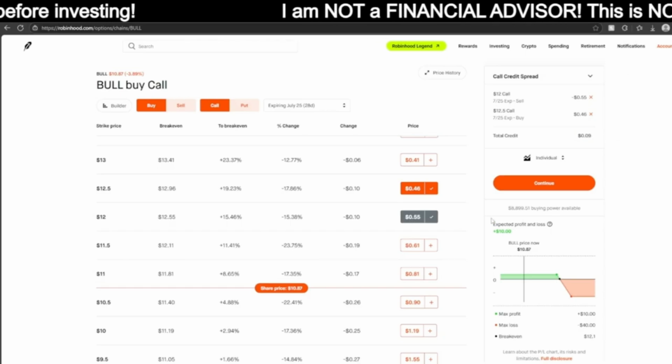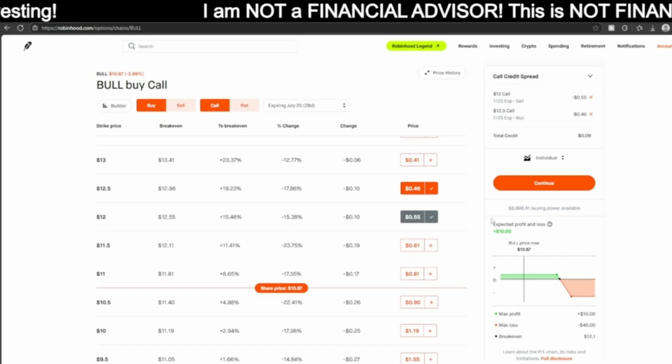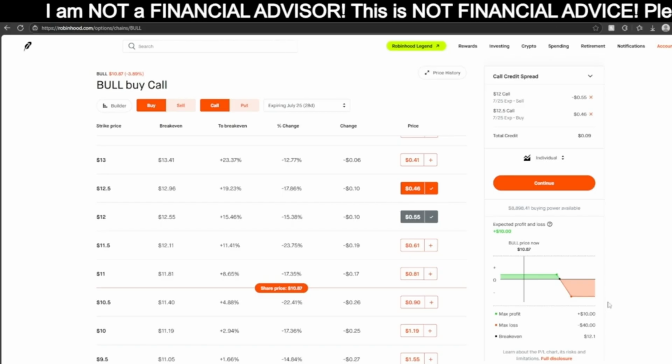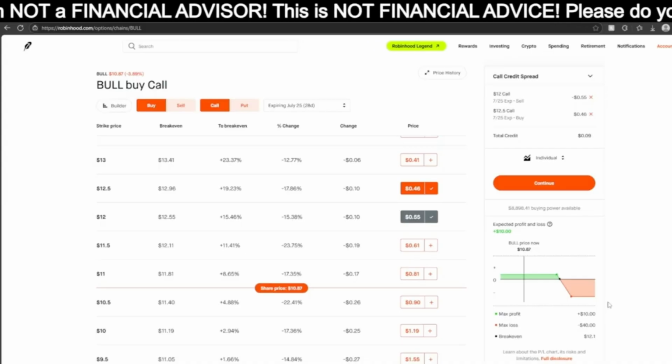So you're going to pay $10, your collateral is 50 and max loss will be 40, because again, you had to pay them 50, you get $10 back, max loss will be $40.